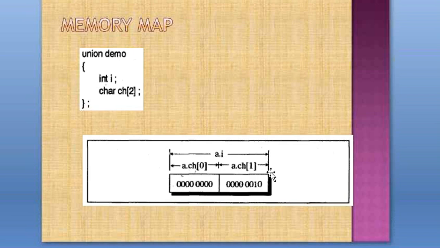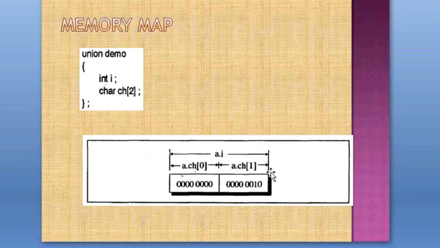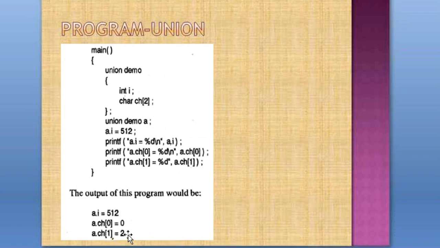And if you convert 512, here in this diagram they have shown the conversion of 512. So 512 is represented in this way. This is the binary representation of 512. You can see the first byte contains 0, and the second byte, if you do the binary to decimal conversion, is the number 2. 0, 0, 1, 0 means decimal 2. If you convert this, that's why we are getting the answer 2 here.